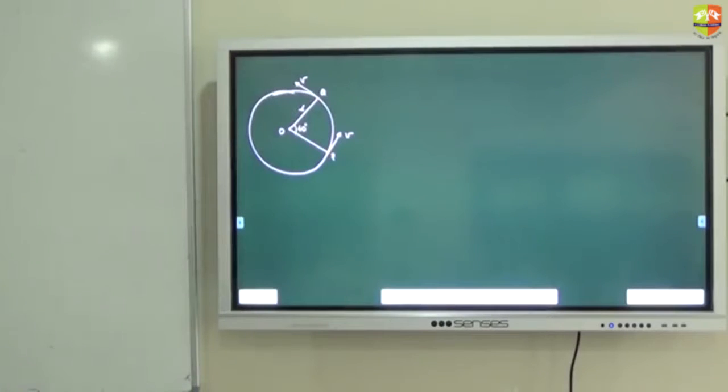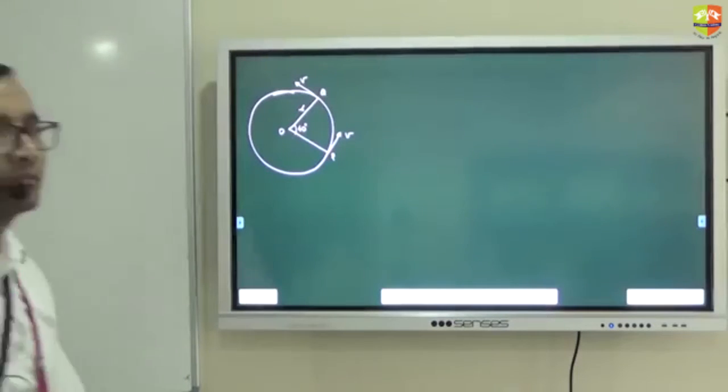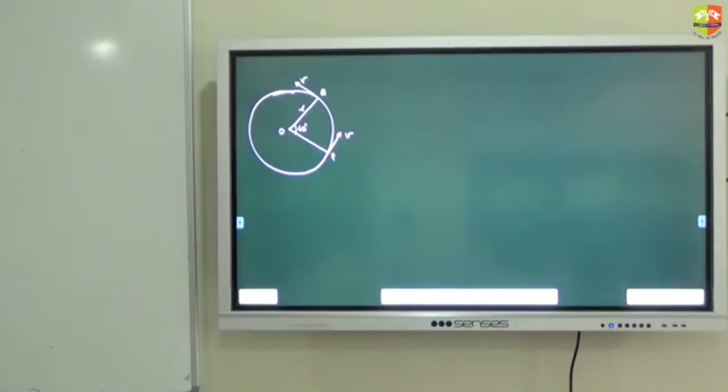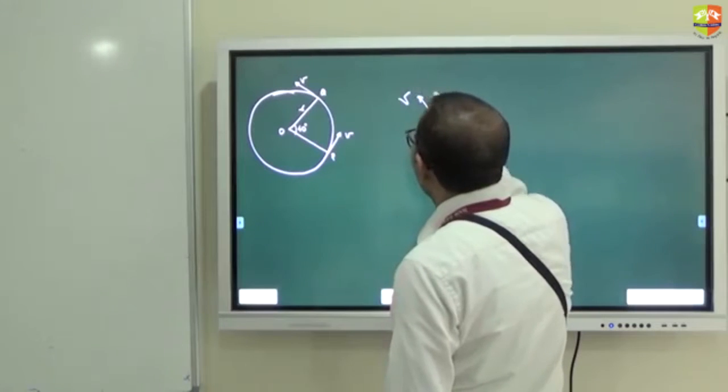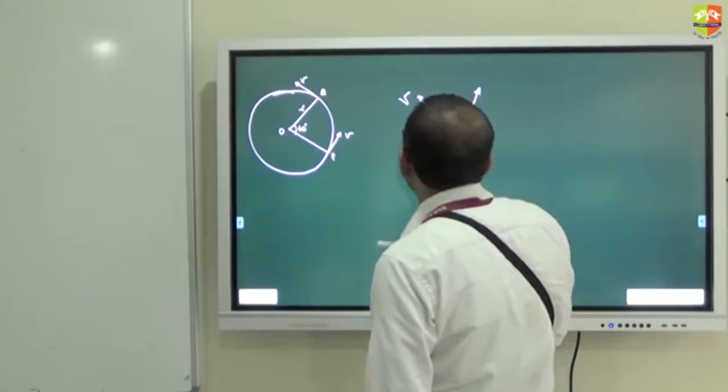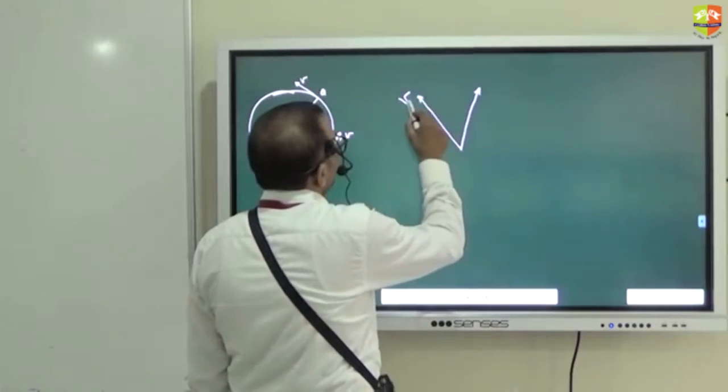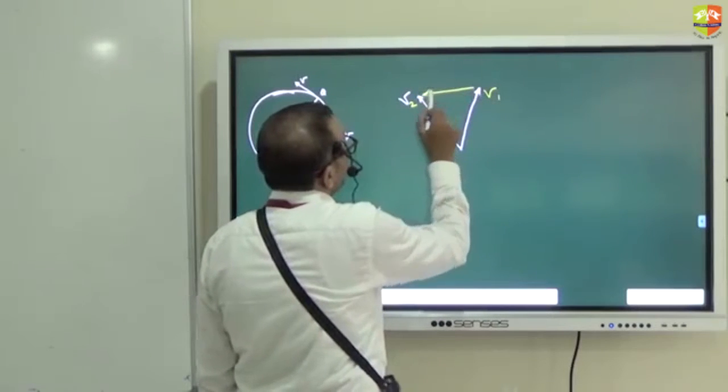Immediately. It's an isosceles triangle, two sides' length is given, V and V, and the angle between them is given. Can you find the third side using geometry? Now, this is V, the final velocity, this is the earlier, initial velocity. Change in velocity is this. This is the change in velocity or not?